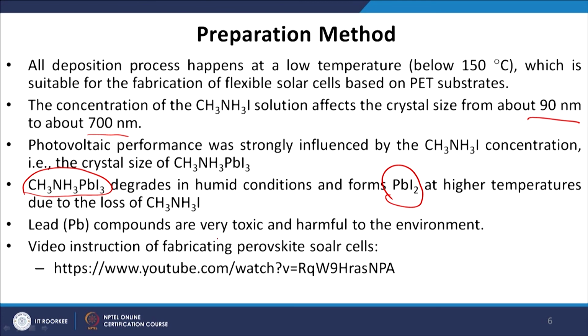Lead compounds are very toxic and harmful to the environment, because it has been proved earlier that lead is neurotoxic and it is also nephrotoxic. So there is a possibility of leaching of lead into the environment, and that is one of the concerns for the perovskite solar cell in addition to the stability.